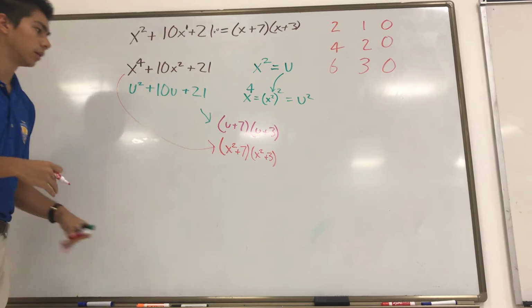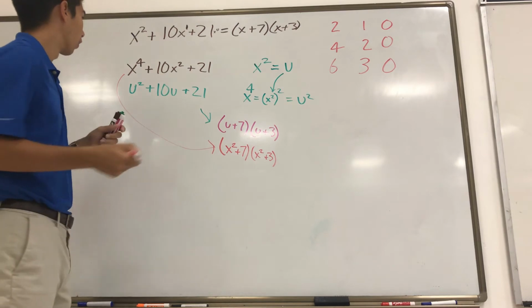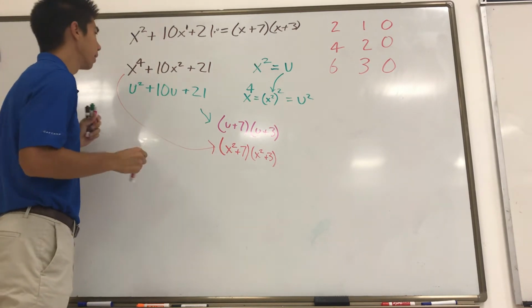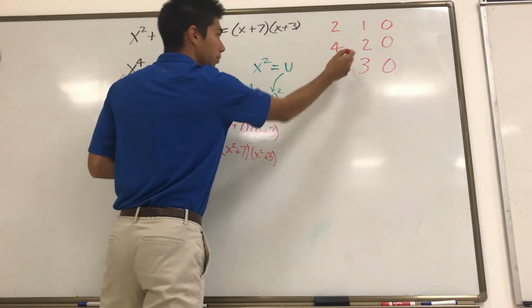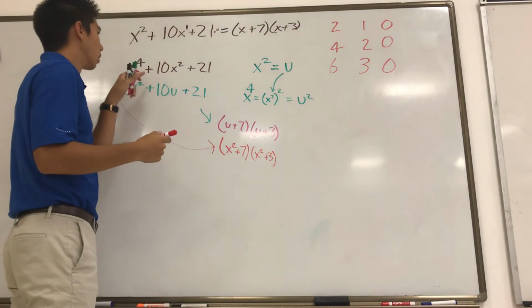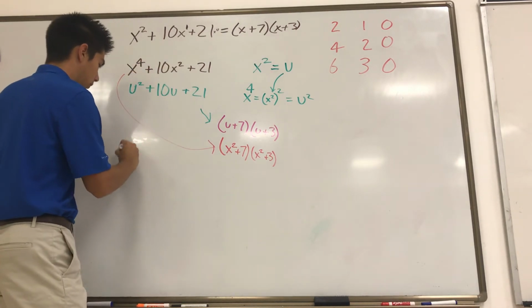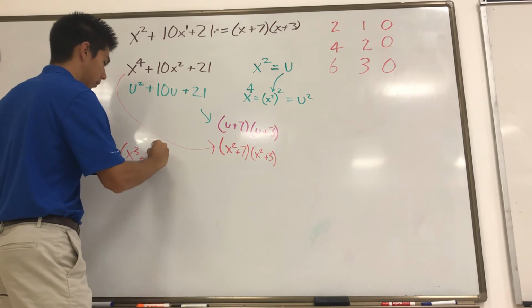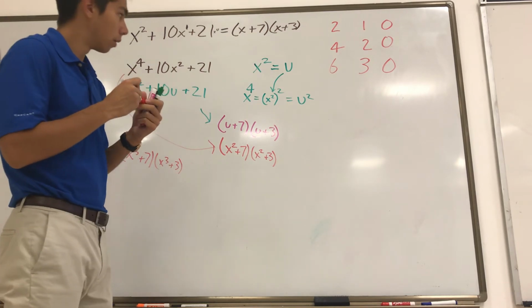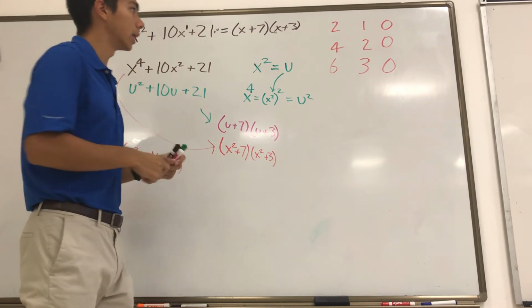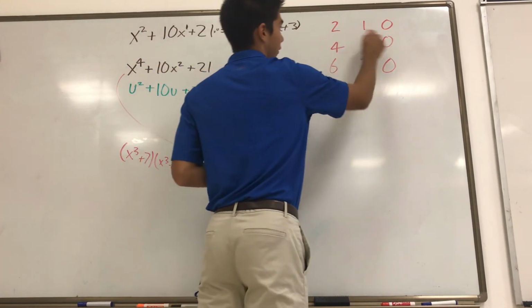This is how we would use U-substitution for expressions that are not necessarily quadratic, but have a quadratic pattern where the exponents go 2, 1, 0, or some multiple of this. So if this was x to the 6th plus 10x cubed plus 21, that would just turn into (x cubed plus 7)(x cubed plus 3). You can do that as long as the exponents are multiples of this quadratic pattern that we have learned already.